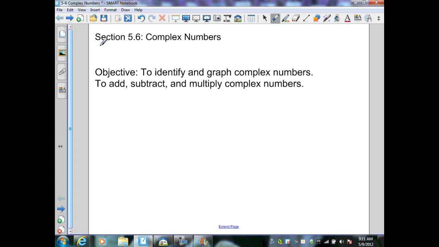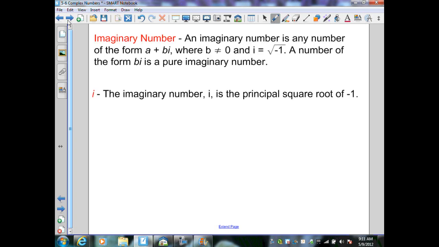Section 5.6, complex numbers. Complex numbers are made up of imaginary numbers. In math, we represent imaginary numbers with the symbol i. The imaginary number i is the principal square root of -1. In other words, i equals the square root of -1. And when I simplify radicals, in place of the square root of -1, I can put i.